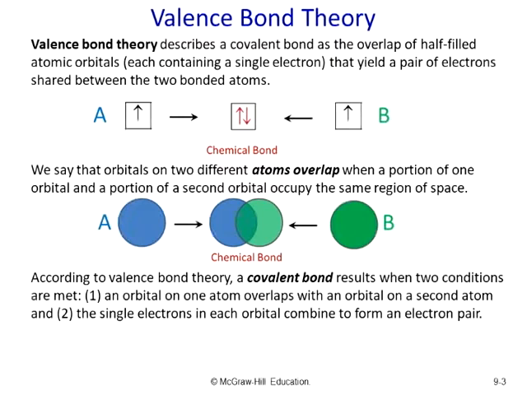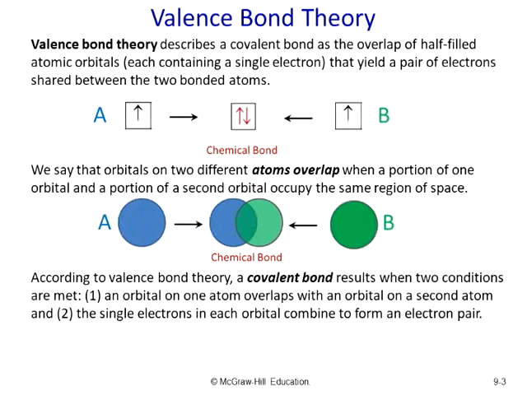We say that the orbitals on two different atoms overlap when a portion of one orbital and a portion of the second orbital occupy the same region of space. In other words, they find a way to meet in the middle such that the overlap creates this new chemical bond. According to valence bond theory, a covalent bond results when two conditions are met. So you need two conditions to form a covalent bond.